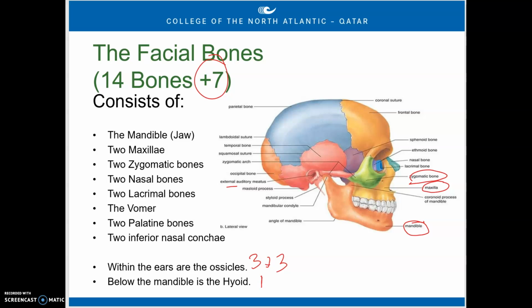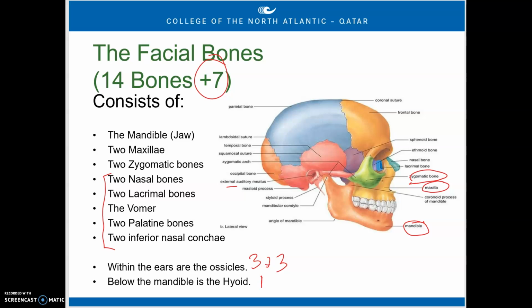Now these next ones, the nasal bones, the lacrimal bones, the vomer, the palatine bones, and the inferior nasal conchae, are all bones between the lower parts of the eye, the nose, and the top of the roof of the mouth. They're generally much smaller bones, and they shape the inside part of the face.